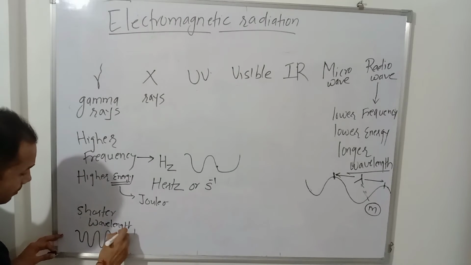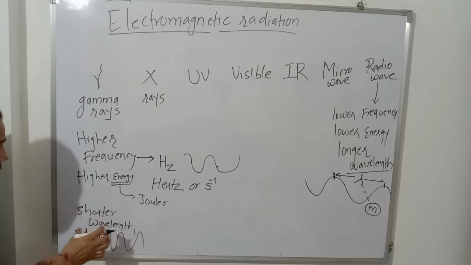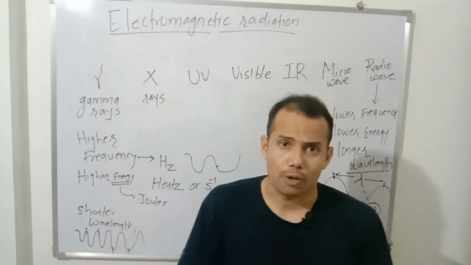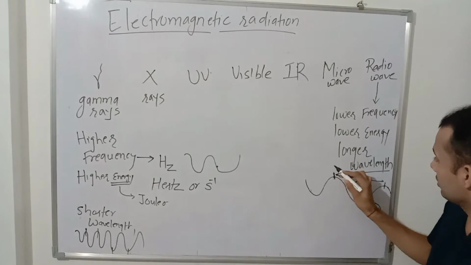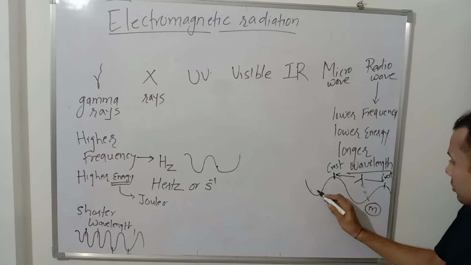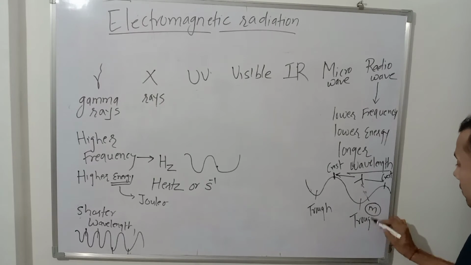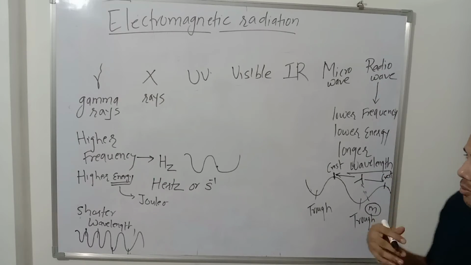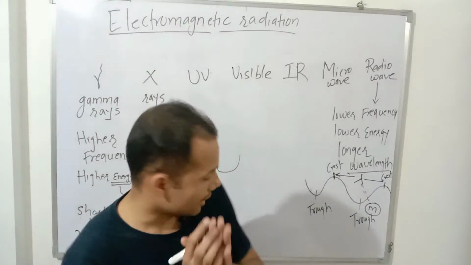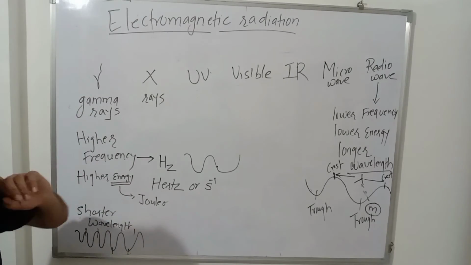Now the shorter wavelength: if frequency is very high, it looks like this way. Here frequency is very high, but the wavelength is very short. You can see the distance between two crests. This part is called a crest, and this is called a trough. So the distance between two consecutive crests or two consecutive troughs is the wavelength.